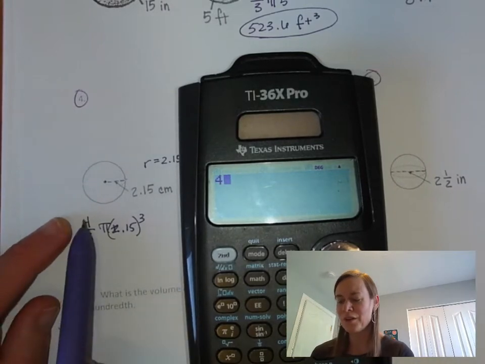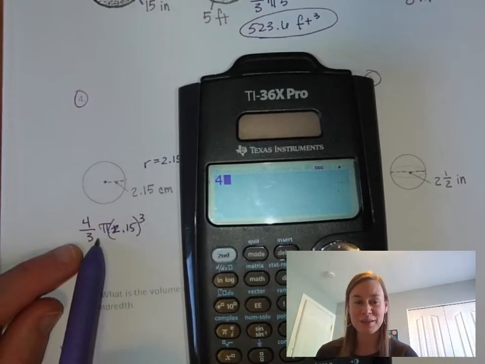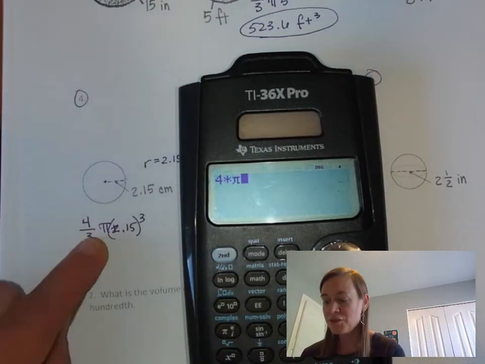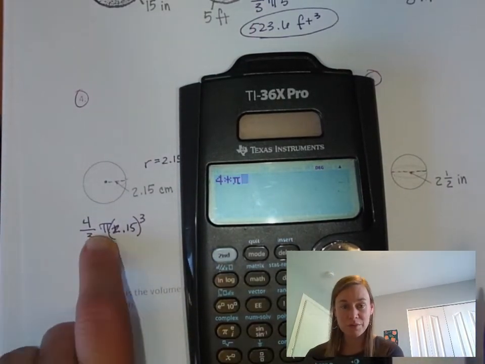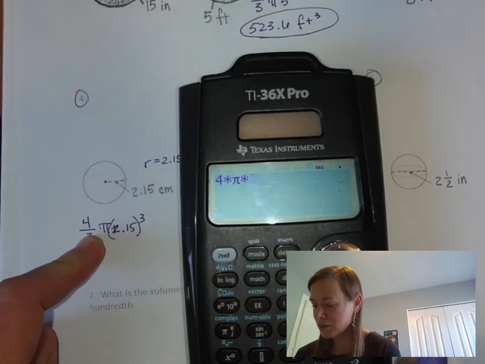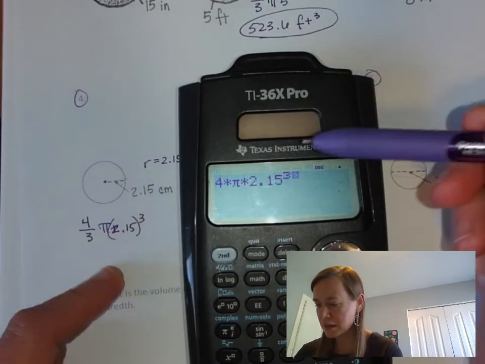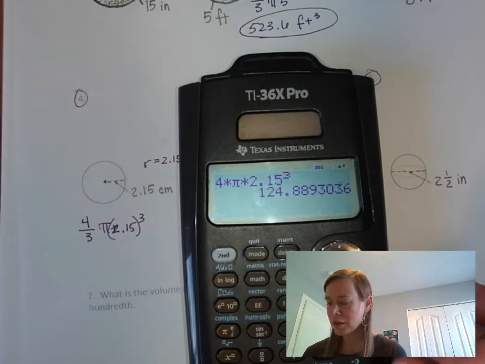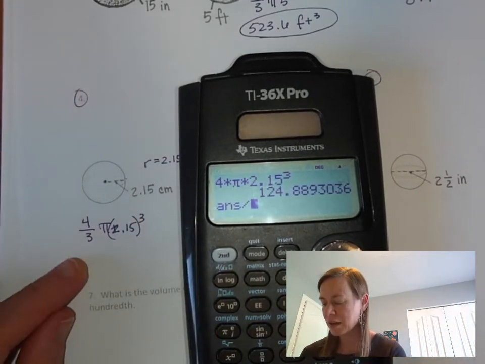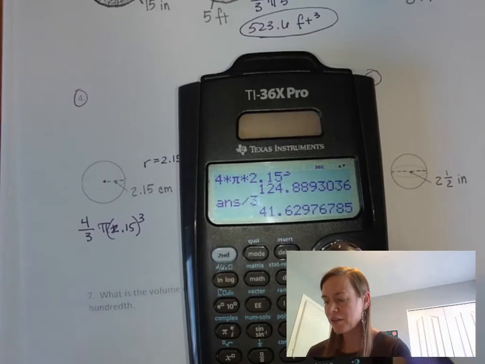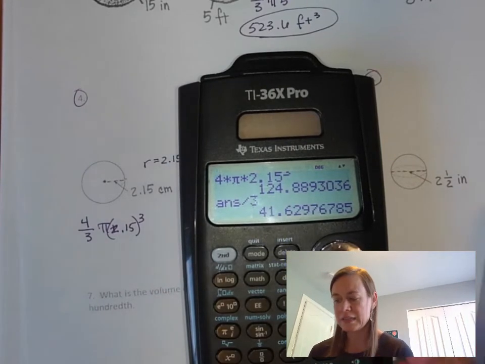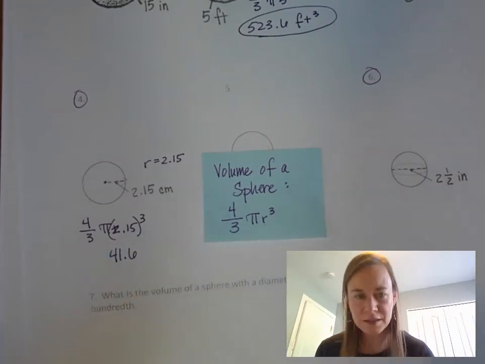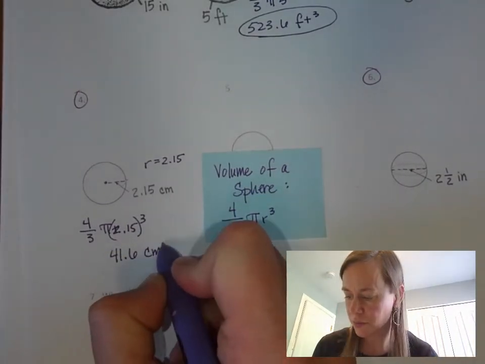We're going to do 4 times all of this, and then at the end we're going to divide it by 3. 4 times pi. If you don't have a pi button, you can use 3.14, okay? Times 2.15 cubed. Make sure that's a 3 there. Let's see what all that equals. And then we're going to divide it by 3. And it looks like we're going to get 41.6. And that is going to be centimeters cubed.